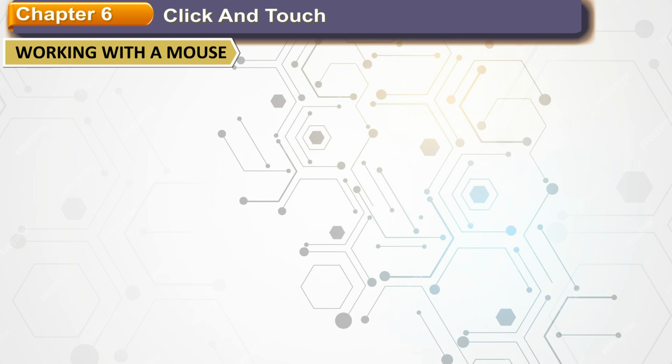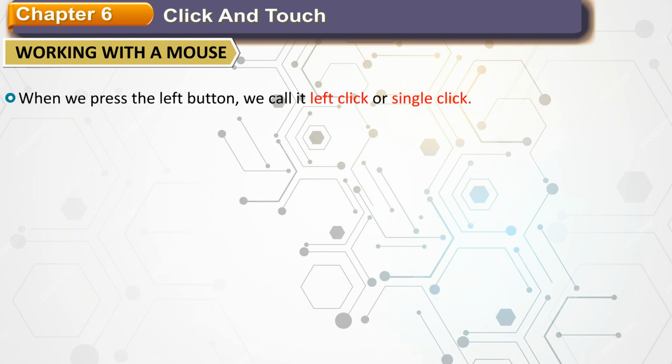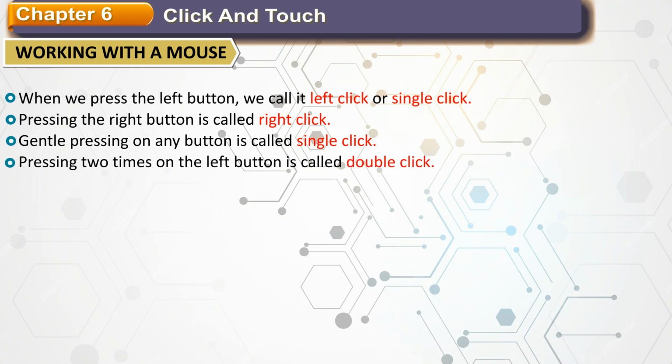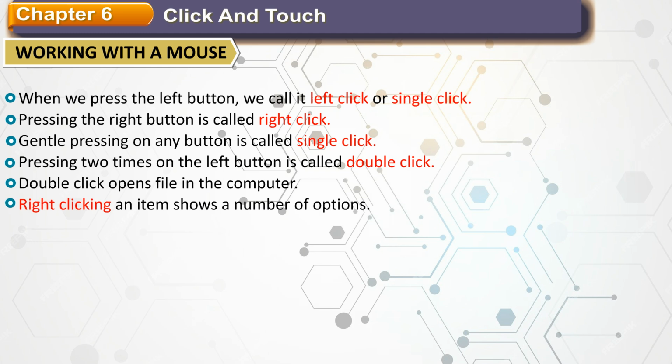Working with a mouse. When we press the left button, we call it left click or single click. Pressing the right button is called right click. Gentle pressing on any button is called single click. Pressing two times on the left button is called double click. Double click opens a file in the computer. Right clicking an item shows a number of options.